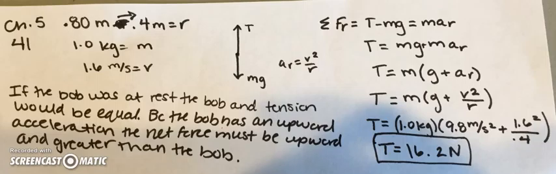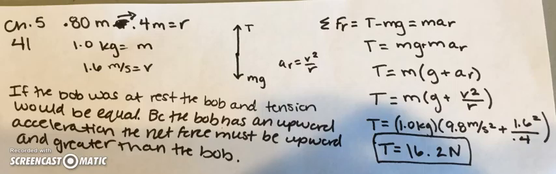So, to start out, list what you know. 0.80 meters is the length of the string, so that means 0.4 meters is its radius. 1 kilogram is equal to the mass of the bob, and then the bob moves at 1.6 meters per second, and that's its velocity.